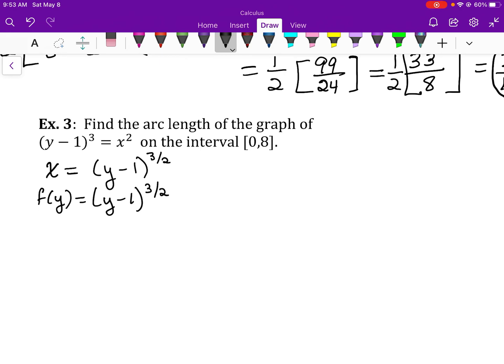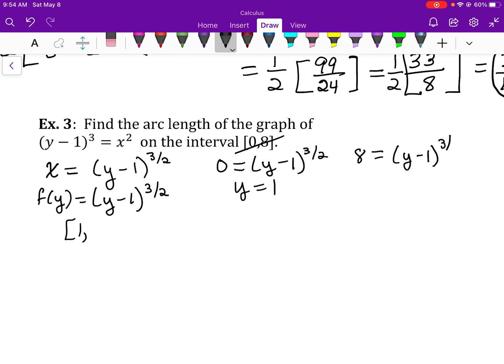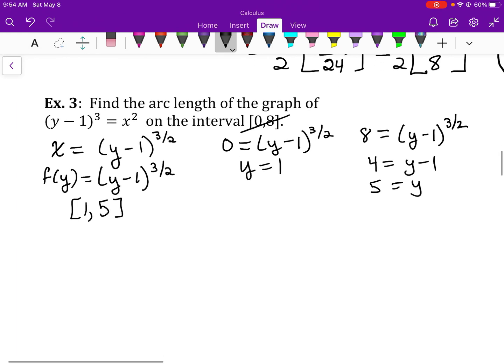Now when I solve it for x, I am going to be changing my bounds from 0 to 8. So what I'll need to do is set the equation equal to 0 first. So I'm plugging 0 in for x. I'll solve that and y will be 1. So one of my bounds will be 1. Then I'll plug the 8 in. Raise both sides to the 2/3 power, and y is 5. So now I'm using the bounds 1 to 5.